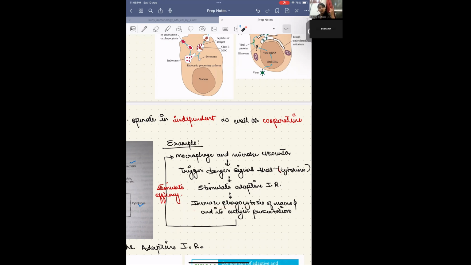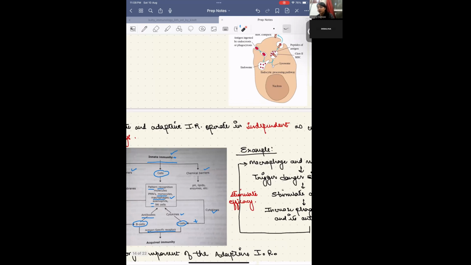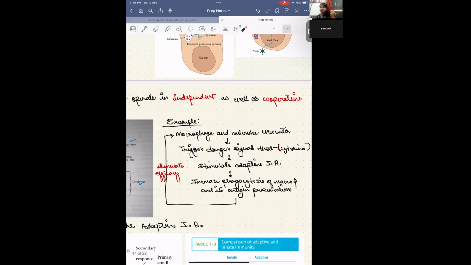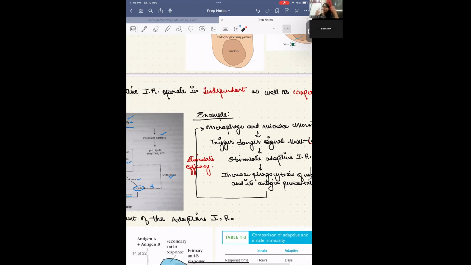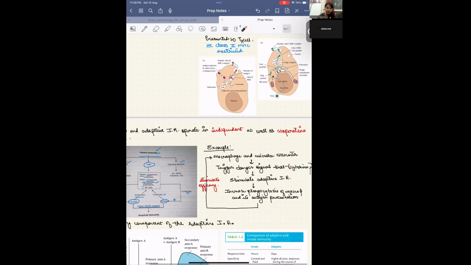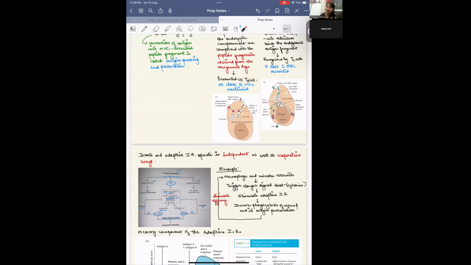Also, your class 2 MHC molecule, the antigen presenting cells, are nothing but cells of your innate immune system, right? So we have the macrophages and the monocytes, which are antigen presenting cells in themselves. So they have the ability to stimulate your adaptive immune system. Okay, so it's just a crosstalk happening between the two systems, and eventually they are operating together to achieve the ultimate goal of eliminating your pathogen.